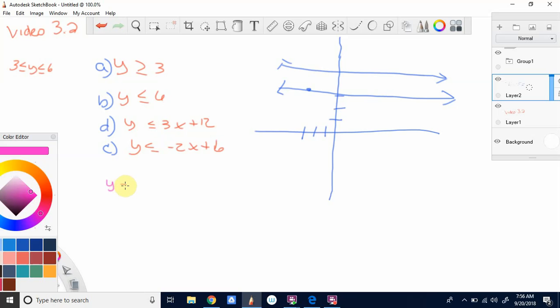I can rewrite these to say y equals 3, y equals 6, y equals 3x plus 12, and y equals negative 2x plus 6. Now, why do inequalities scare us? I don't know. But basically, I can rewrite this to graph the equations because I know they're all going to be solid lines, and then I can worry about the shading later.